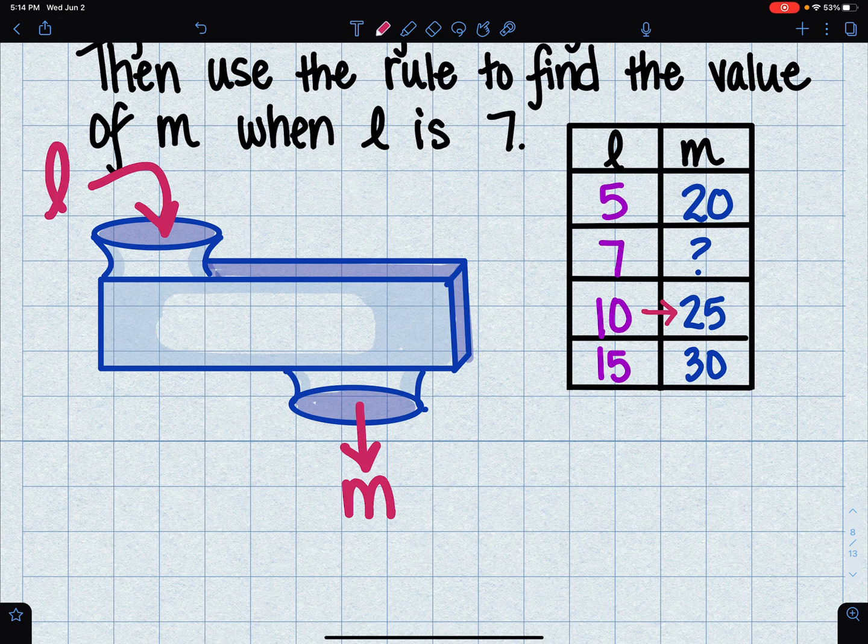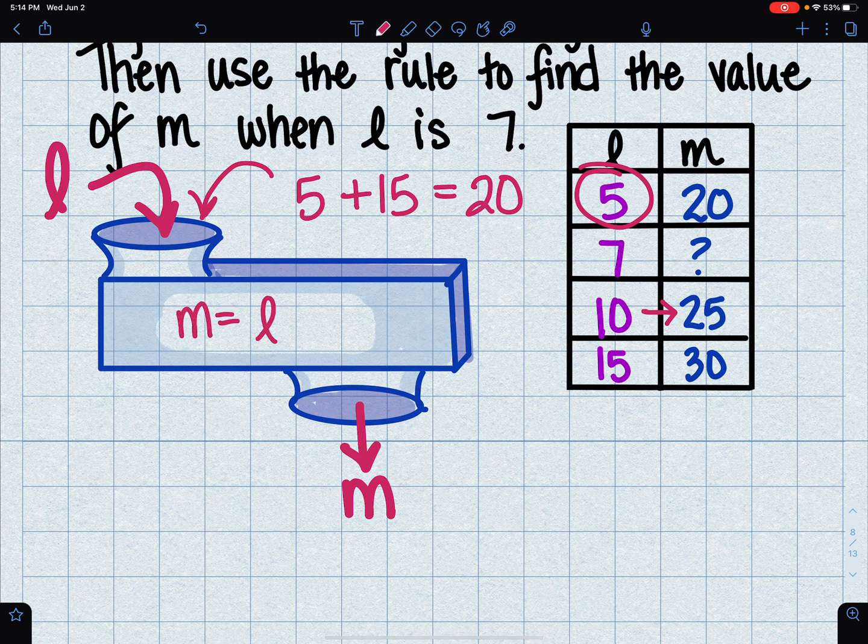Okay, so you might notice that 20 is 15 more than 5. So what if we plug in 5, like on the first one, and we add 15 to it? That would give us a 20, right? So maybe m is equal to L plus 15, and maybe that's the function. All right, let's see if that makes sense for the other ones. What if we put in a 10? If we put in a 10 and we add 15 to that, that would give us a 25.